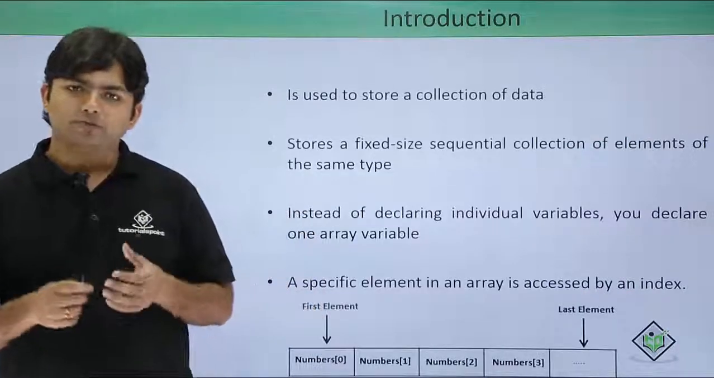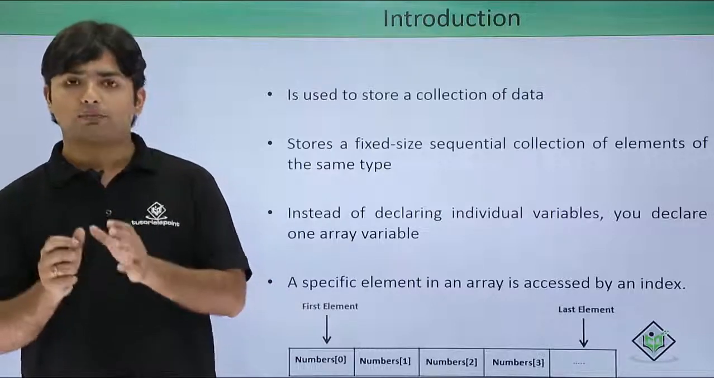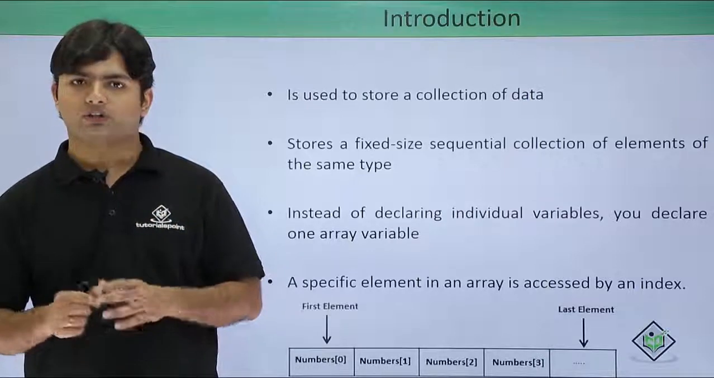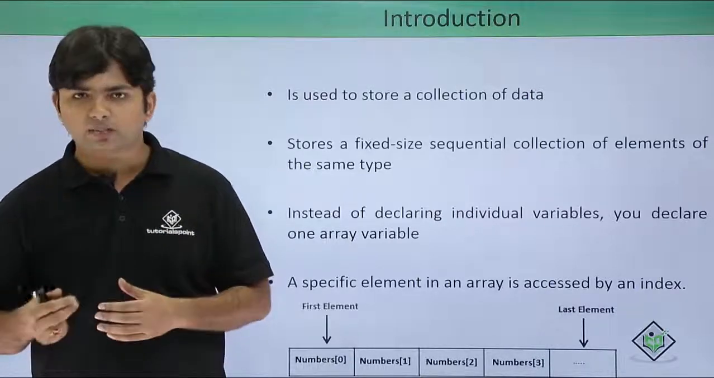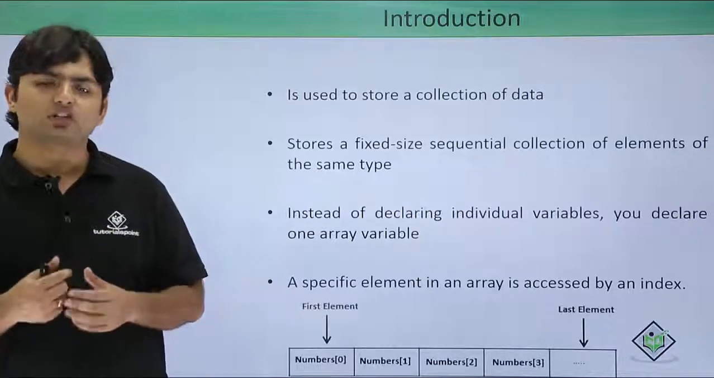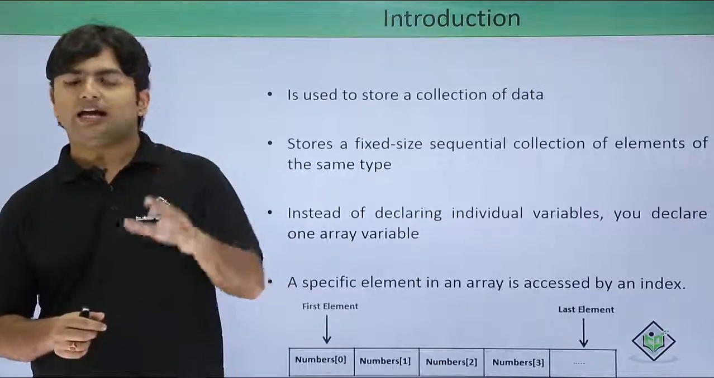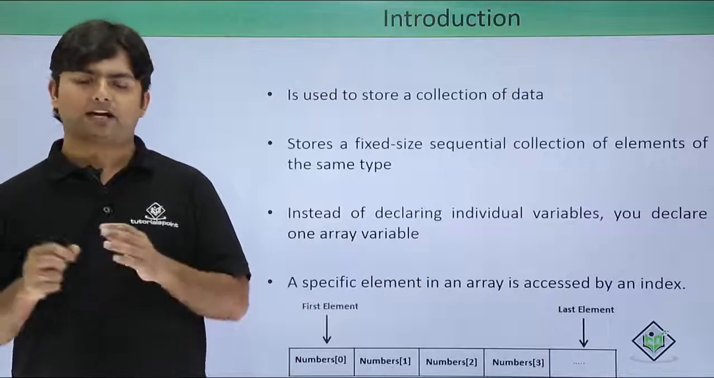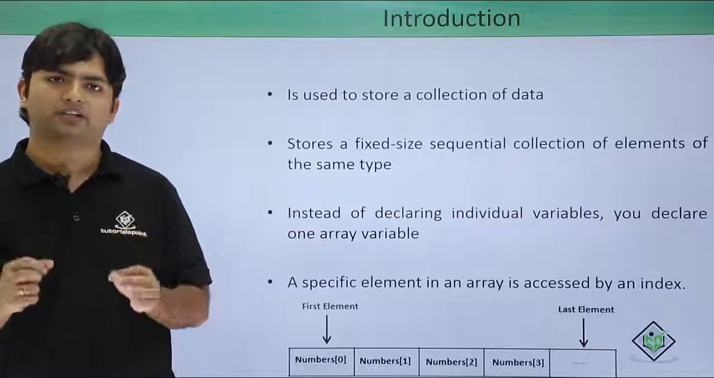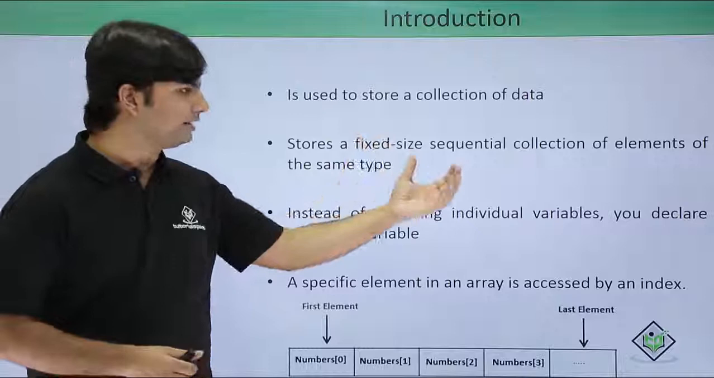So basically in programming, you may come across a situation where you need to store multiple values of the same data type. In that situation, rather than defining multiple variables of the same data type, you can define an array, and along with the definition you also have to specify the size of that array. That size will remain static, that means you will not be able to decrease or increase the size after it is defined. So as you can see, it's fixed size and sequential.